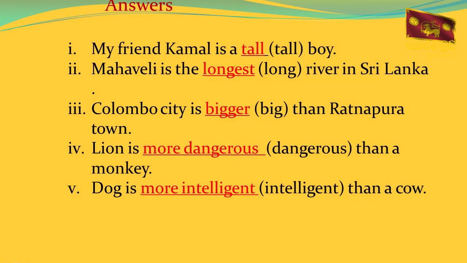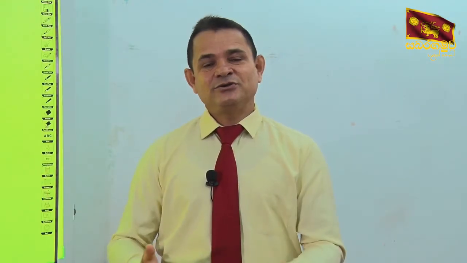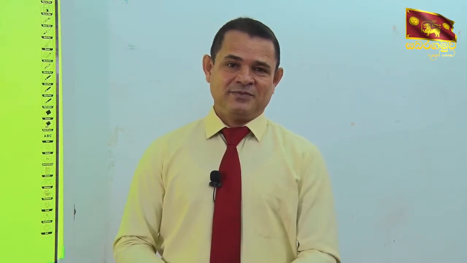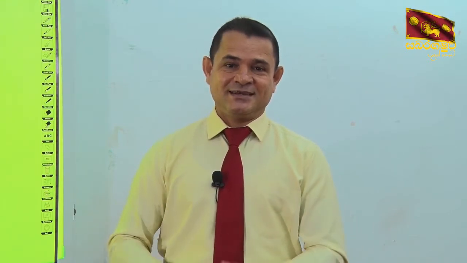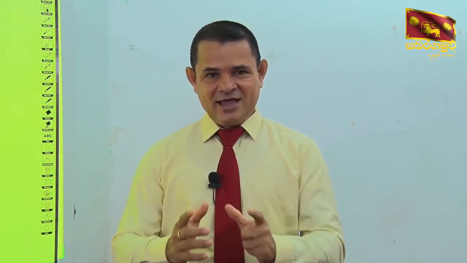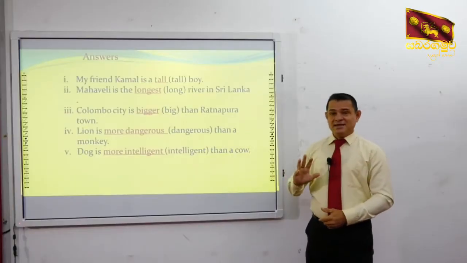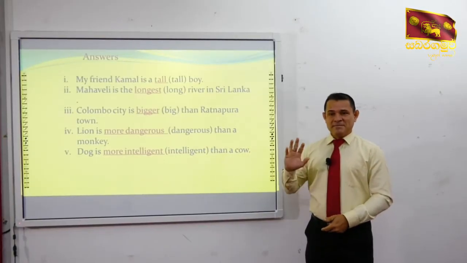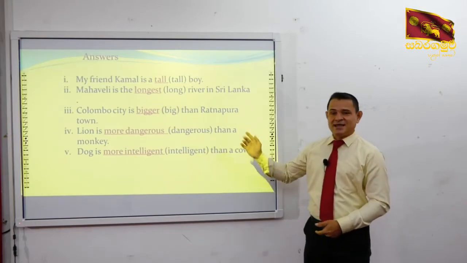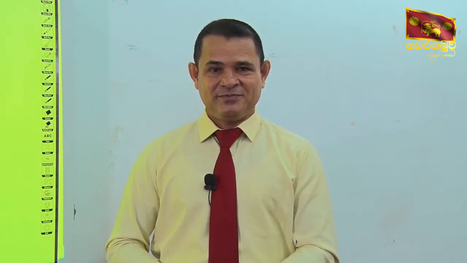Colombo city is, now you can see here Colombo city and Ratnapura town. You are talking of two things. Then you can't use the positive form. And also you are not using the superlative. You are comparing two cities, Colombo and Ratnapura. There you have to use the comparative form of the adjective. And then big, its comparative form is bigger. So you can say bigger than Ratnapura town.